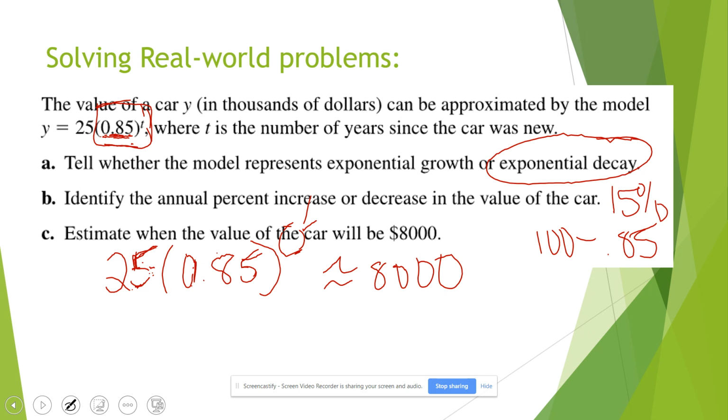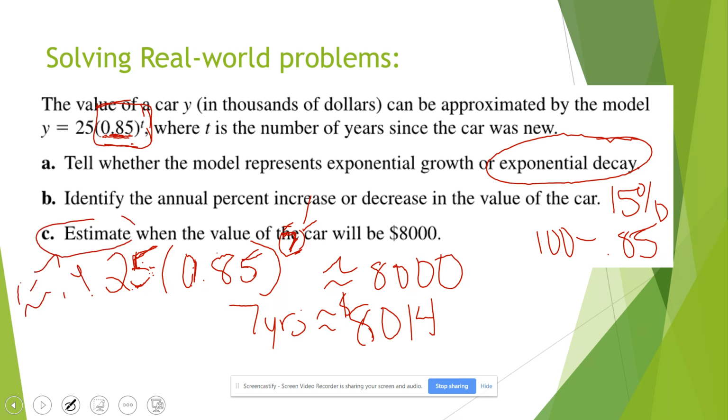I'm getting closer, but it's not quite close enough. I'm going to try 7 years. And at 7 years, it's actually worth $8,014. And that's going to be the closest I can get to 8,000. So we'll estimate about 7 years.